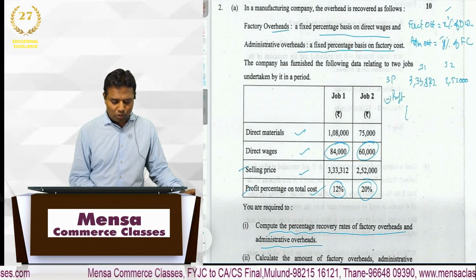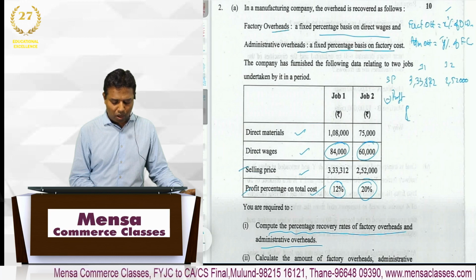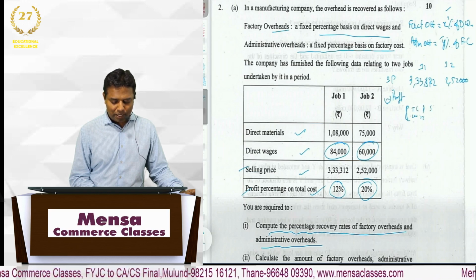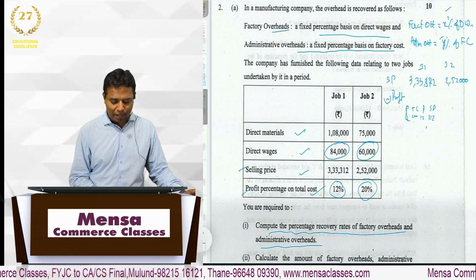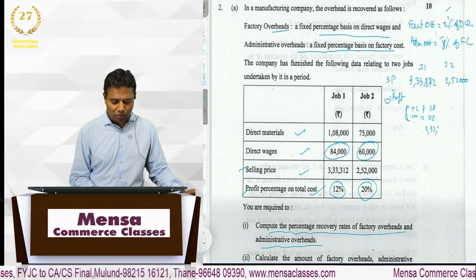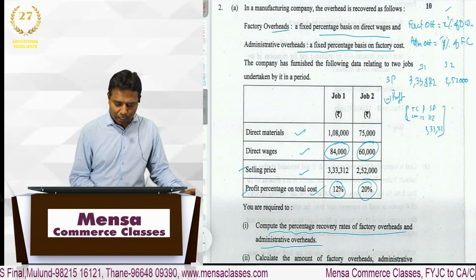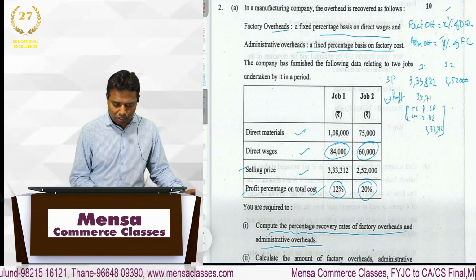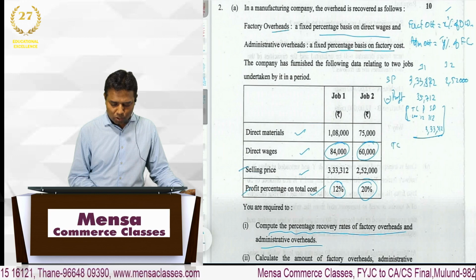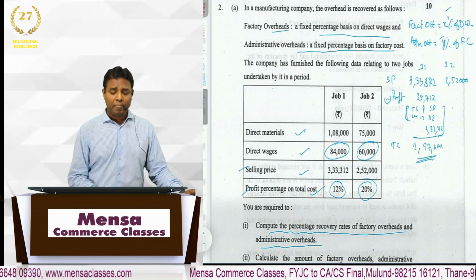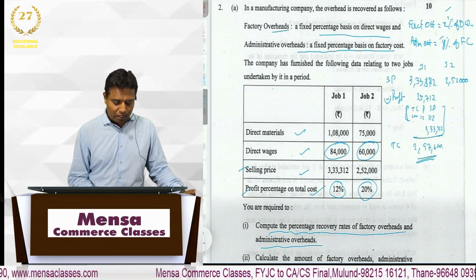As you know, the profit is on the cost. So I'll say cost is 100, profit is 12, so my selling price is 112. Now I have the selling price 3,33,312. Do the cross multiplication and you'll get the profit, that will be 35,712. So I'll get the total cost 297,600. Done.